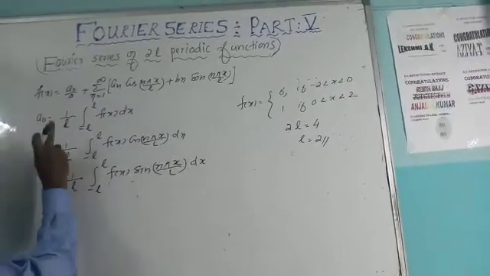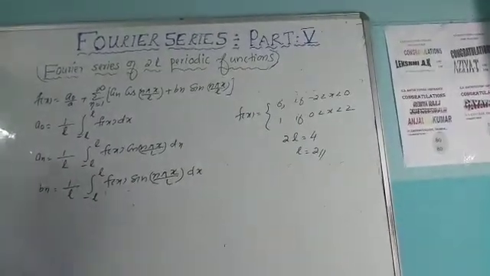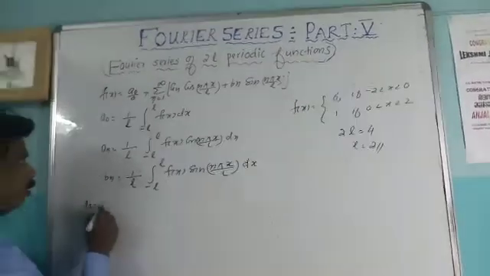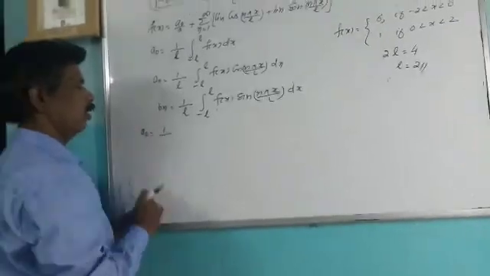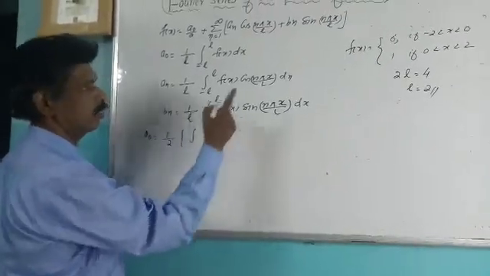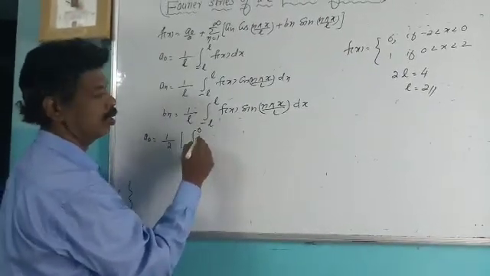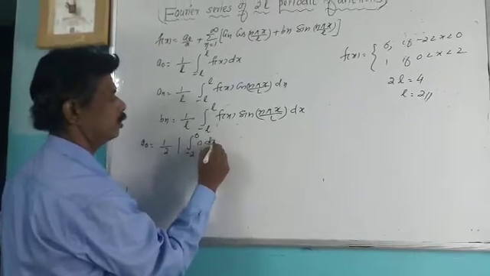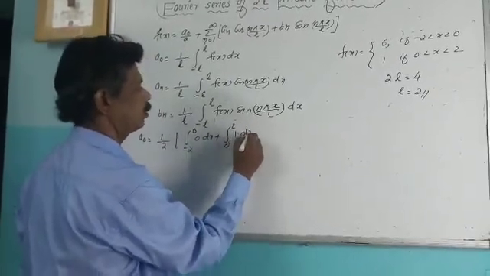First of all, we have to find out a0, an and bn. Here L is equal to 2. Then a0 equal to 1 by L, that is 1 by 2, integral minus L to plus L. Instead of minus L to plus L, we can substitute minus 2 to 0, f of x is 0, dx, and plus integral 0 to 2, 1 dx.